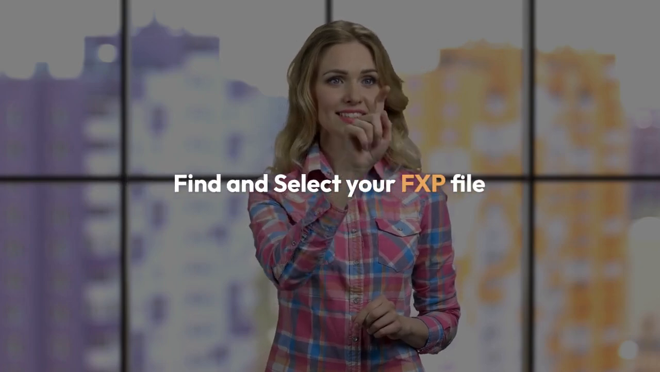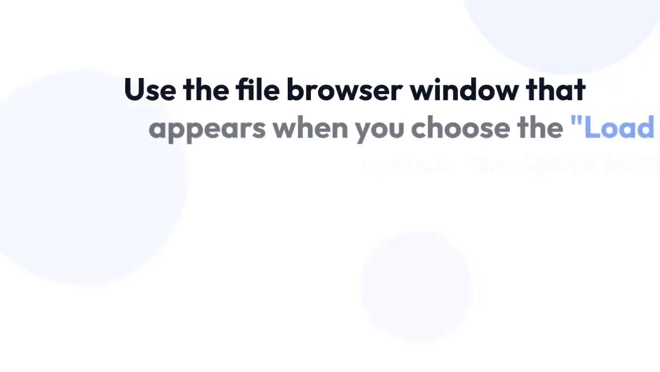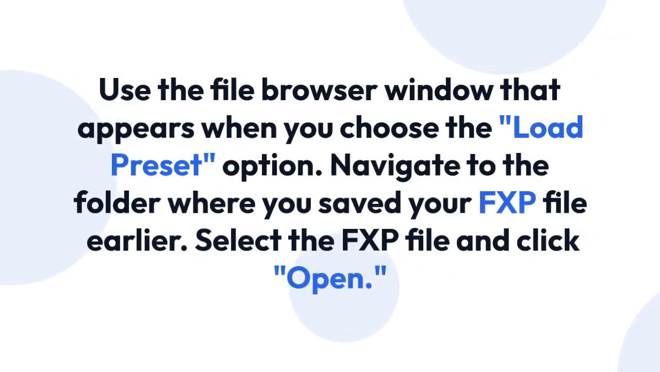7. Find and select your FXP file. Use the file browser window that appears when you choose the Load Preset option. Navigate to the folder where you saved your FXP file earlier. Select the FXP file and click Open.